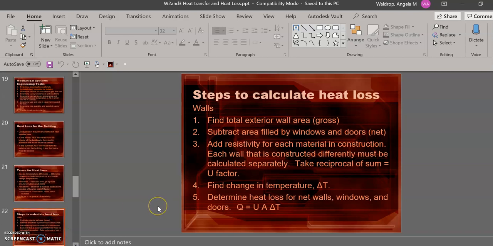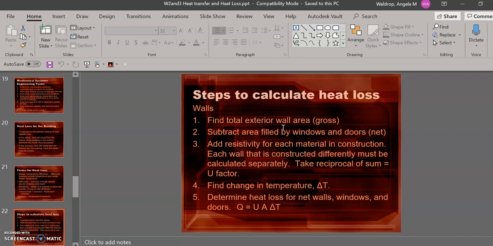This slide begins to outline the steps to find heat loss. We must consider all surfaces. The first is the walls. Now this includes the actual walls, the windows, and the doors. The windows and the doors are a part of the walls of the structure, so they must be considered. But they need to be considered separately because they're made up of different materials.